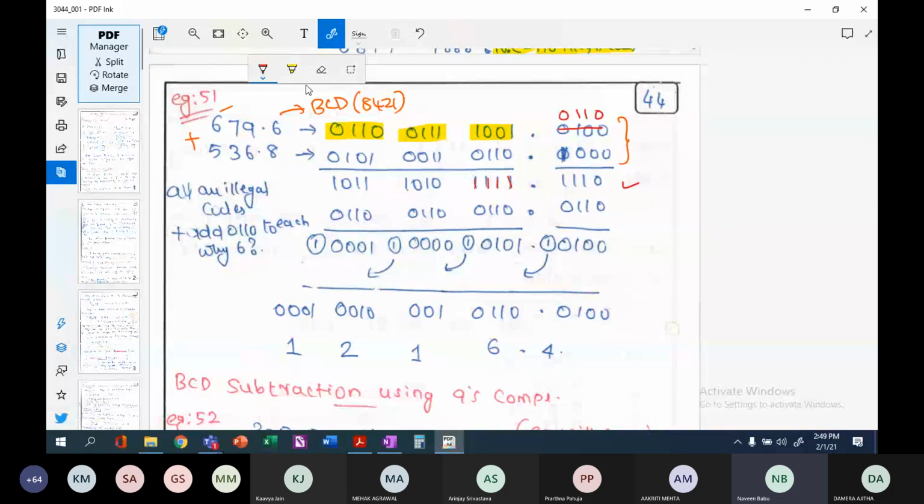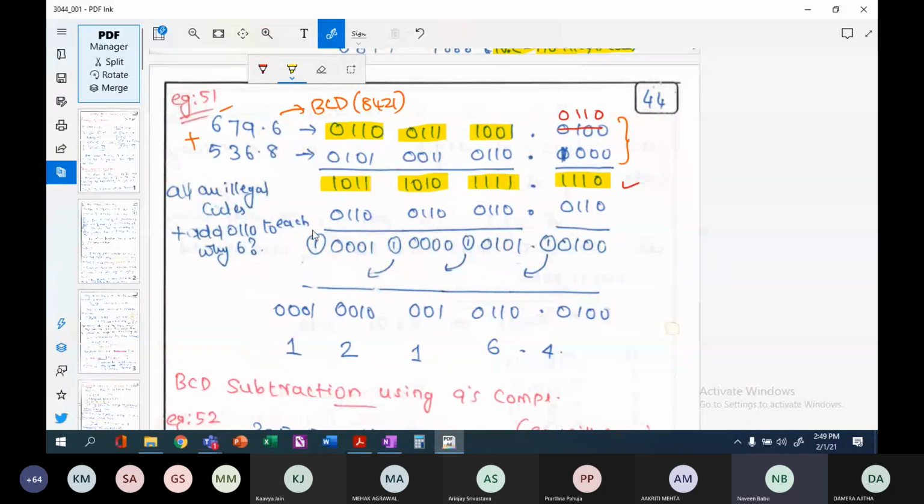Here the problem, if you look here, is you have come across certain invalid codes. Out of this, what are the invalid codes? Obviously this is an invalid code. This is an invalid code. 1111 is an invalid code. This is also an invalid code. This is also an invalid code.